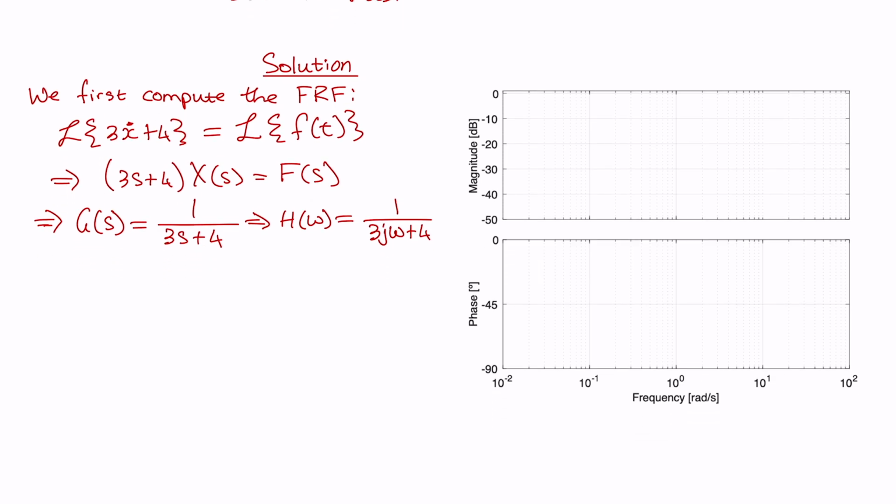All right, so our goal now is to place this into the form H of omega is equal to some A divided by T j omega plus 1. And once we put it into this form, we'll then be able to compute, or plot, the Bode diagram.